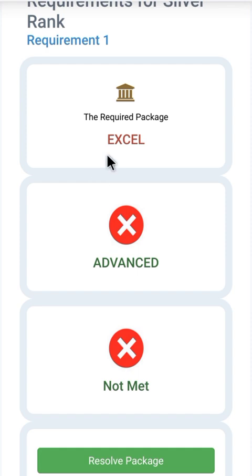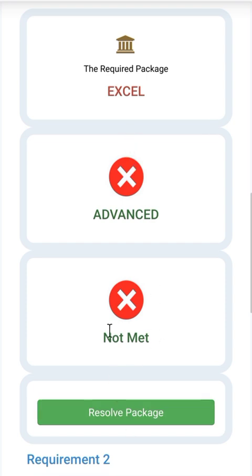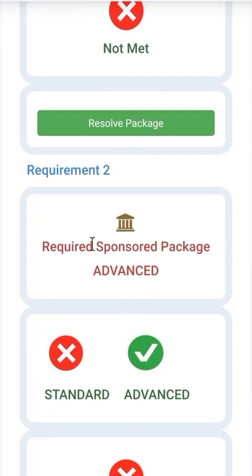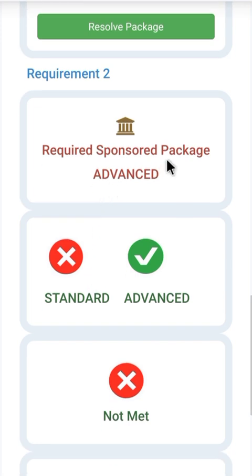So for this person who wants to move from bronze rank to silver rank, it means he needs to upgrade this account that is currently on advanced to the Excel package. You can see here that the remark is not met. I will now come to requirement two. This requirement two requires the sponsored package to be advanced. It means that he needs to sponsor two persons, one on the left and one on the right.